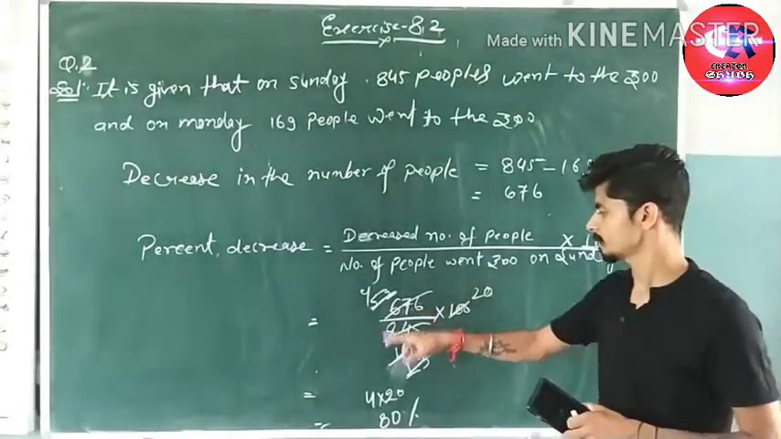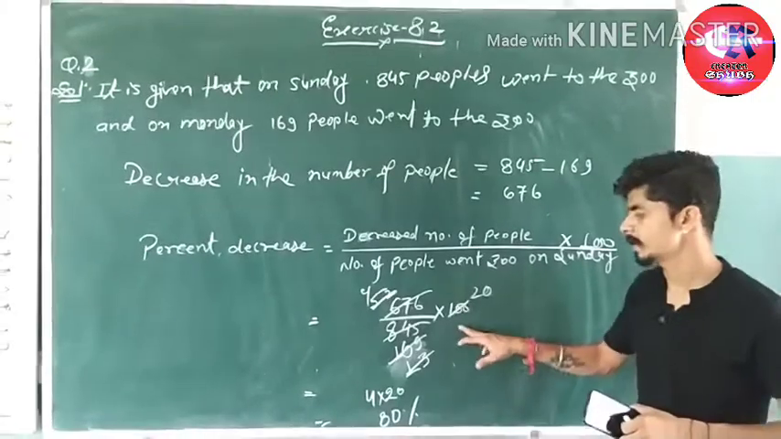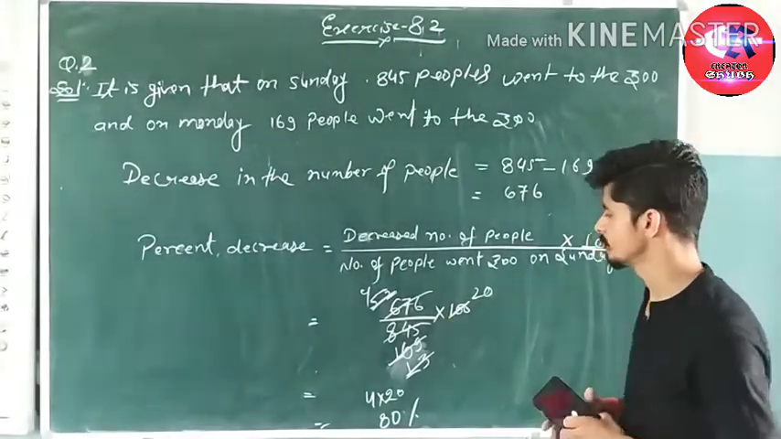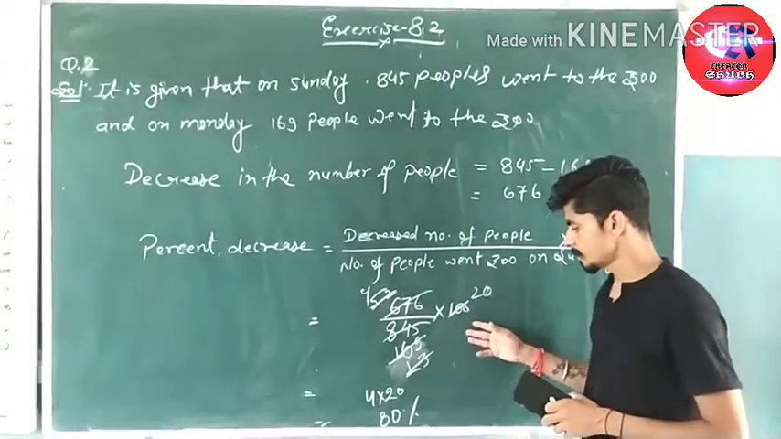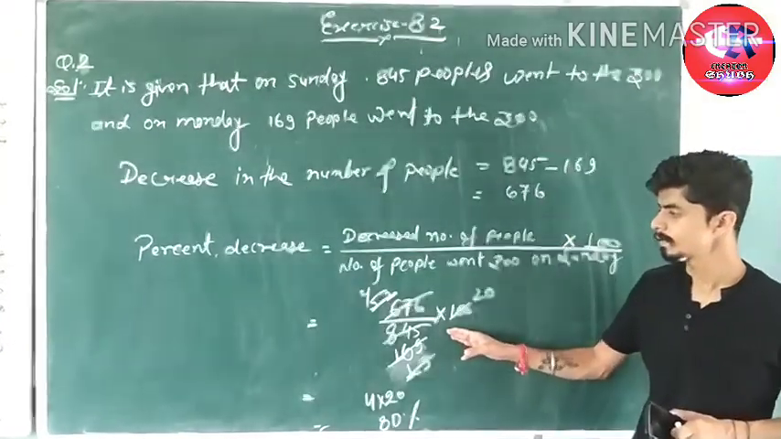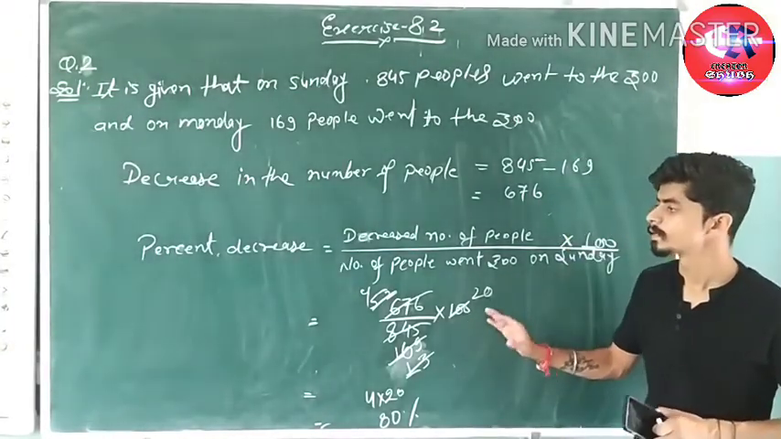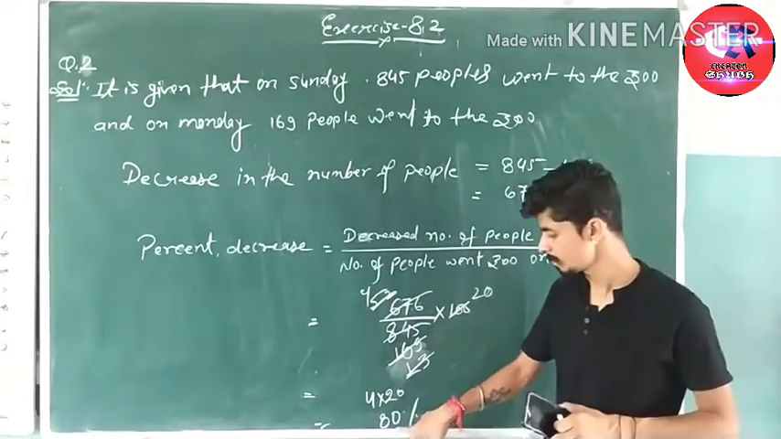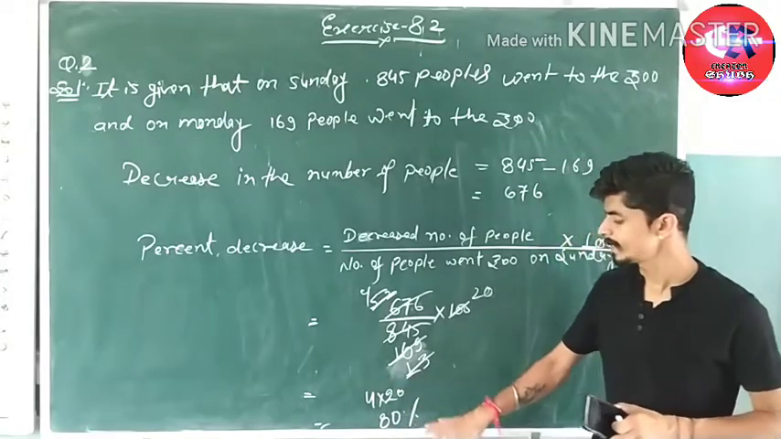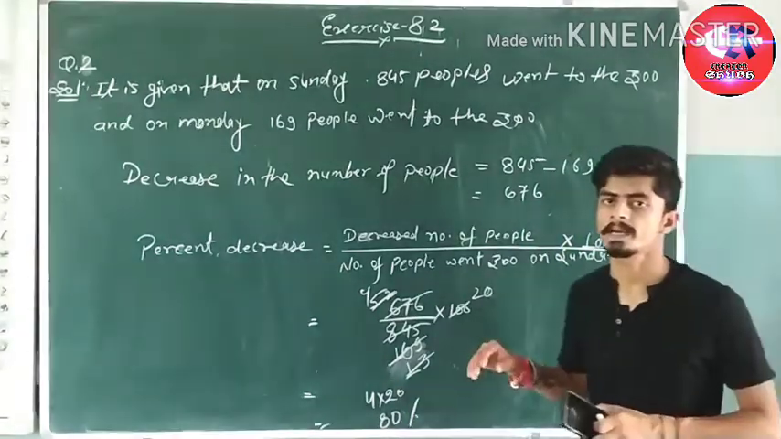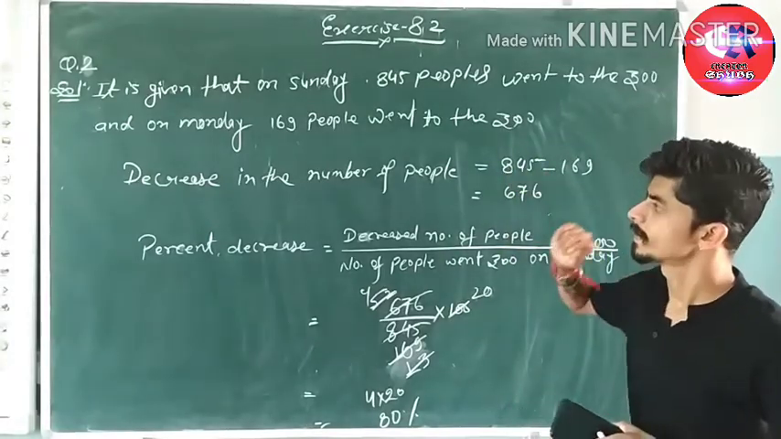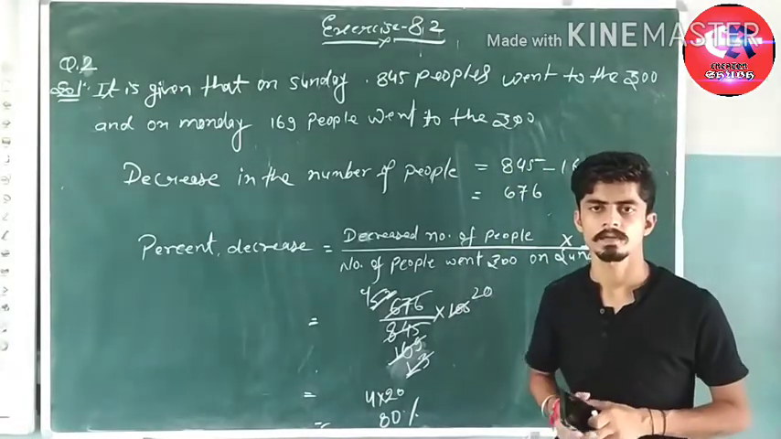So here just focus and do not be confused, because this is some complicated division here. So you have to do it attentively. So this is the answer of the solution of question number 2. So 80% people decreased as compared from Sunday to Monday. Okay, so that's all for the question.